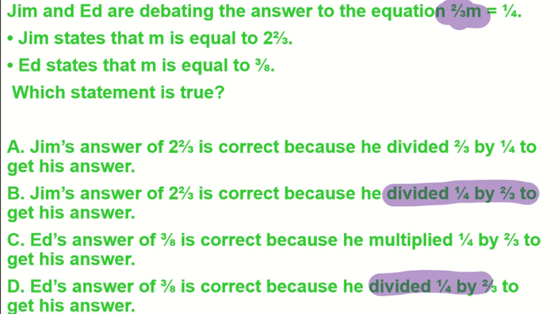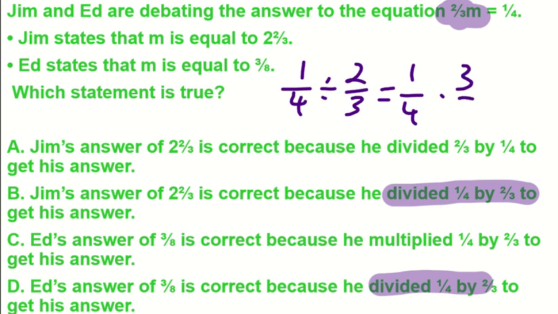A has the wrong order. C has multiplication. Okay? You solve by doing opposite. So if you actually do the division, 1/4 divided by 2/3, we keep change flip. And we get the 3/8 that, what was his name? Ed said. Okay?